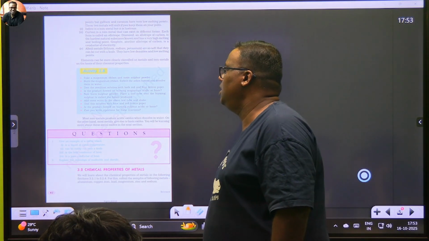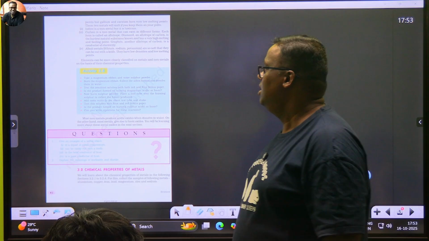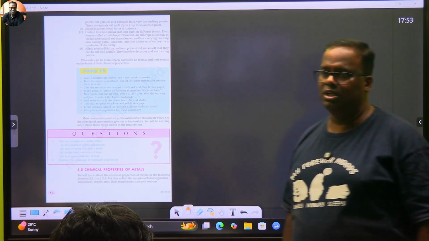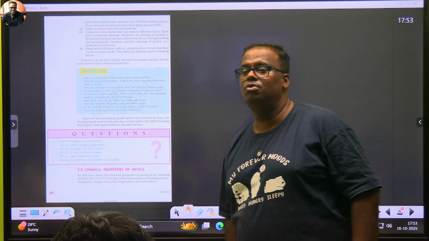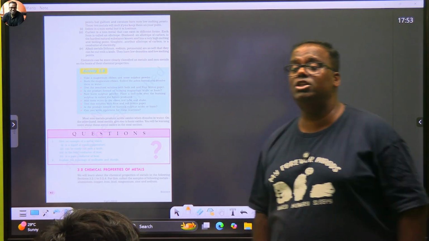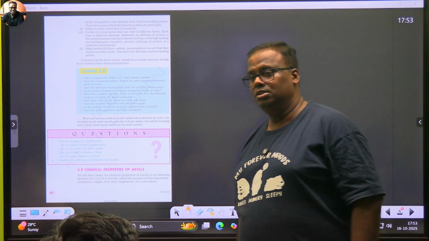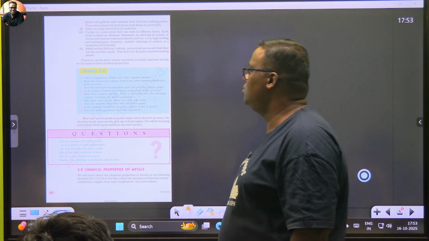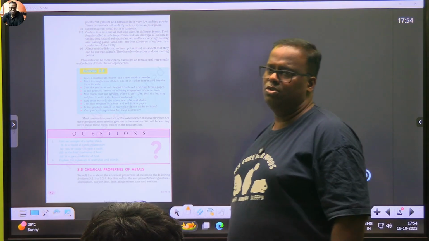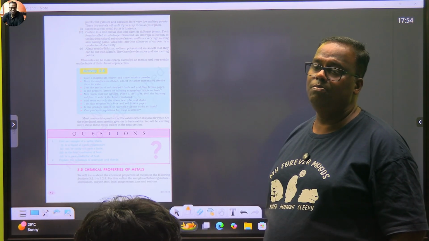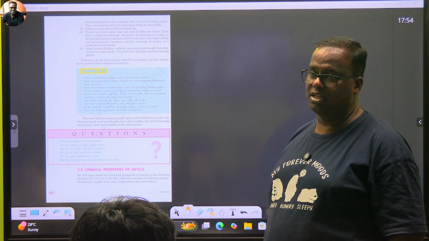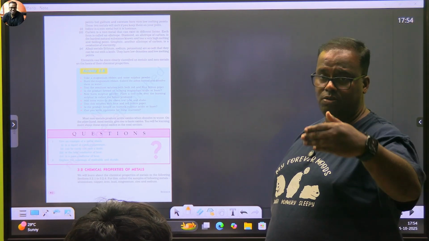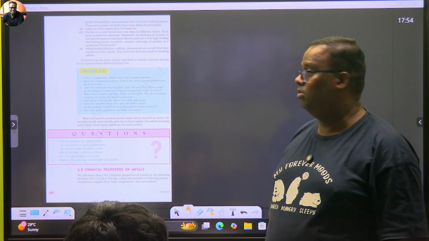Take a magnesium ribbon and some sulfur powder. Okay. Burn the magnesium ribbon, collect the ashes formed and dissolve them in water. The ashes are what? Magnesium oxide. You're dissolving magnesium oxide in water. So what do you expect? Magnesium hydroxide. Okay. Test the resultant solution with both red and blue litmus paper. So red litmus paper will become blue, because it is basic now. Magnesium hydroxide is milk of magnesia. Magnesium oxide dissolved in water has become magnesium hydroxide now.